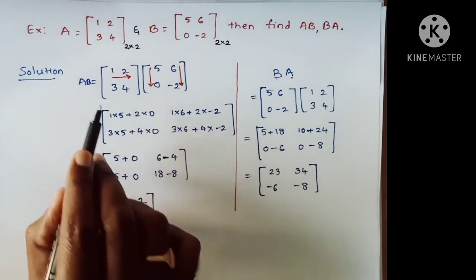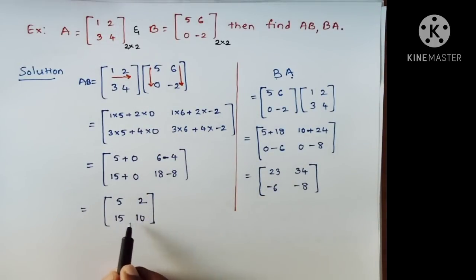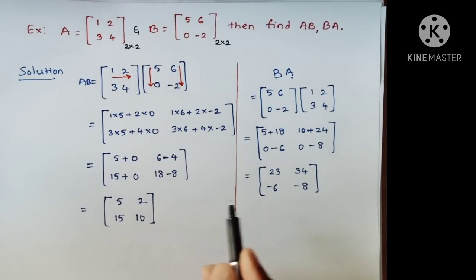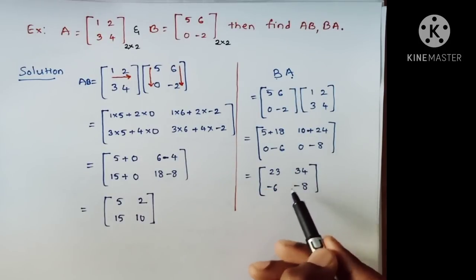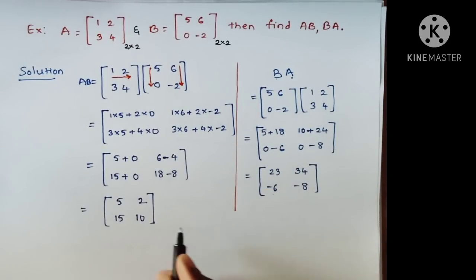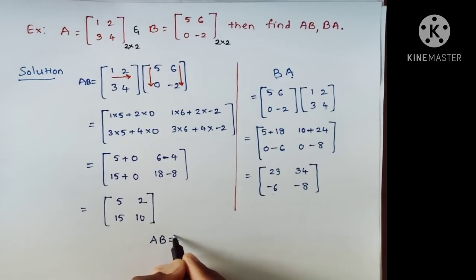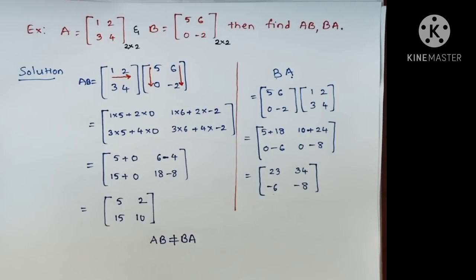Now you can observe the value of AB is 5, 2, 10, 15, 10 and BA is 23, 34, minus 6 and minus 8. Here we can observe that AB is not equal to BA. AB is not equal to BA. In general, matrix multiplication is not commutative.